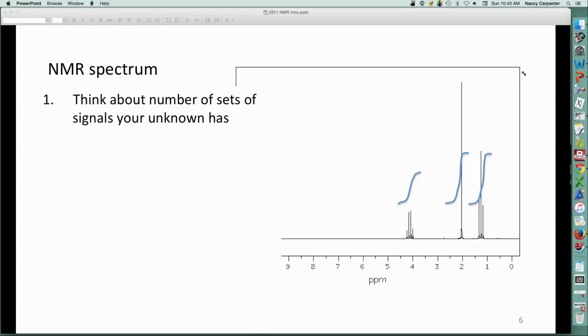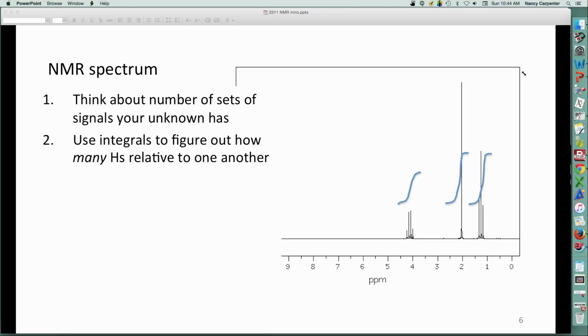So here's an example of a typical NMR spectrum. When you see this, the first thing you can do is think about the number of sets of signals. Well, this one clearly has 1, 2, 3 sets of signals. So that means I have 3 different kinds of hydrogens in my molecule. Then you can look at the integrals, and it's a simple whole number ratio. You just measure this distance from here to here, and that is relative to the number of hydrogens associated with each signal.